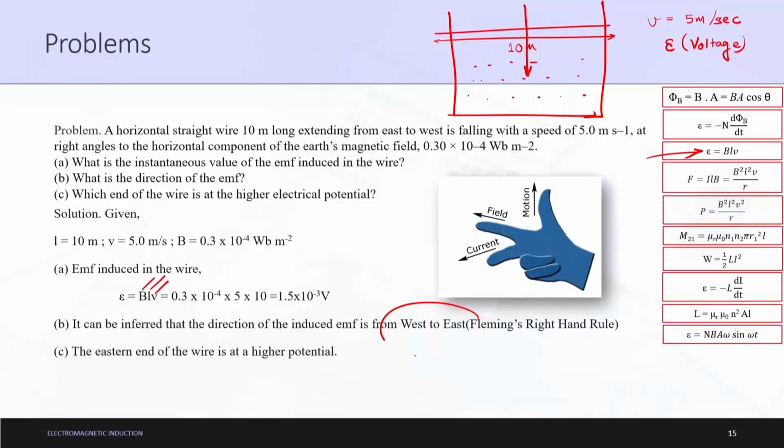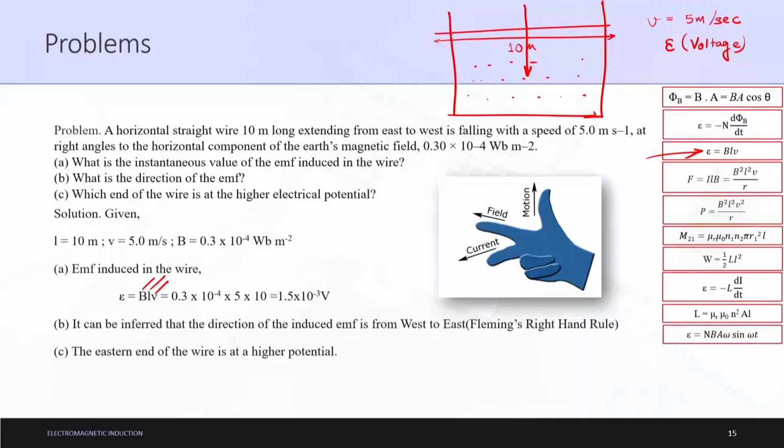Let us say the current is given to you as moving in this direction, and the field is moving in this direction. If you take the case like this, then you will get that the direction of the induced EMF is from west to east. You can try it by yourself also. Maybe because of the mirror change you will find it different, but if you find it by your own hand, you will find that the direction is from west to east. It is a simple question only, not typical.